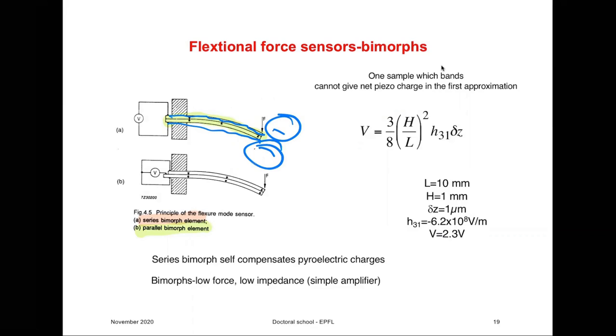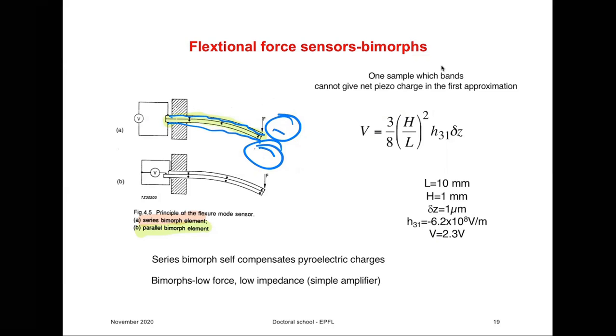This serial bimorph also has the advantage that if there are temperature changes, these two elements will produce pyroelectric charges which will cancel each other. So that's an added value. While in a parallel bimorph structure, it may be easier to make it, to put the elements together, because you are piling them in the same direction.